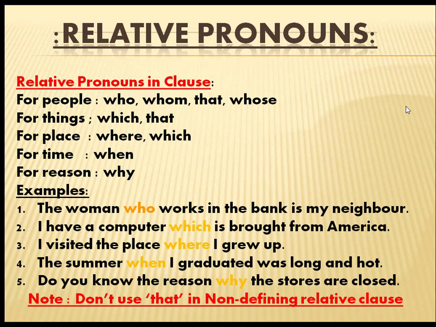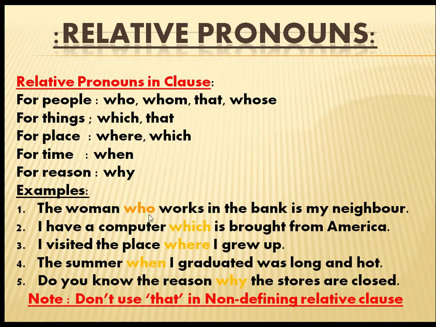To whom can we use these relative pronouns? For people, we have to use who, whom, that, and whose. For things, which and that. For place, where and which. For time, when. For reason, why. These pronouns should be used for these things only. We cannot use them interchangeably.